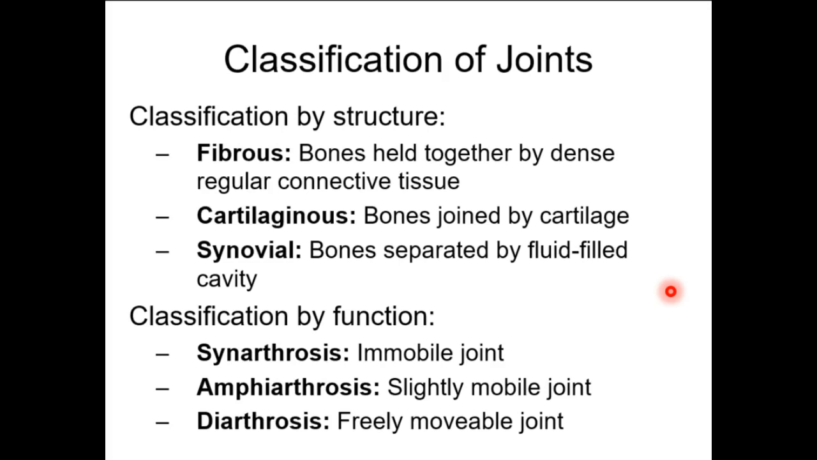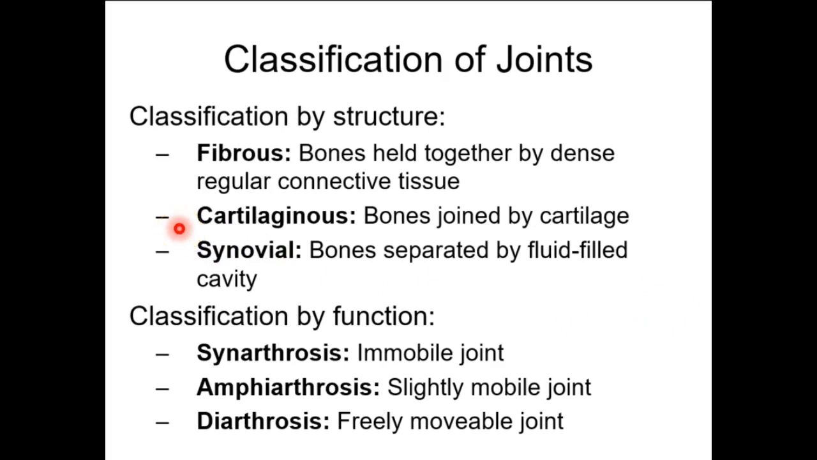So our first classification is going to be by structure. Is it fibrous? Is it cartilaginous? Or is it synovial? And when we say, is it fibrous, do we mean, is it held together by dense, regular connective tissue, a dense, regular fiber? Is that what's holding it together? And that would be the only thing holding it together. So an example of that would be your sutural joints. They have nothing there except for some dense, regular connective tissue holding them together at the microscopic level.